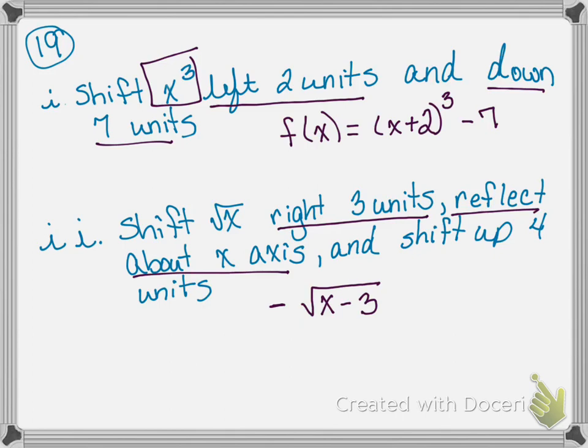And then I want to shift up 4 units. So up and down is true to value, and it goes outside the radical sign. So this one is f of x equals negative square root of (x minus 3) and then plus 4. Now, as I said earlier, we are not going to focus on stretching and shrinking. You only need to be aware of how to do reflections across the x and the y axis and move your graph up and down or right to left. So you don't have to worry about part 3 of that.